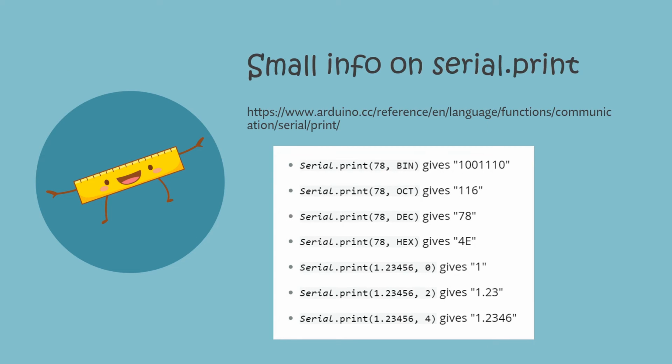Now some small information on Serial.print. If you write Serial.print 78, BIN, then you will get 78 in binary form. If you write Serial.print 78, HEX, you get the same number in hexadecimal form. So with this background information, we go back to our code.